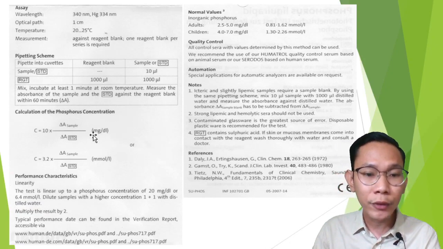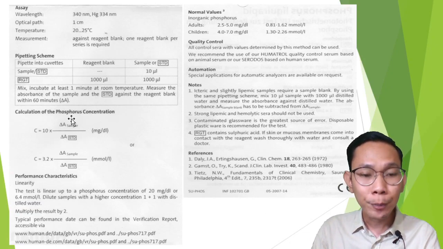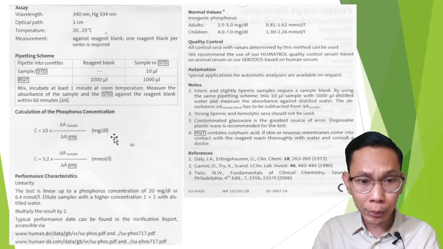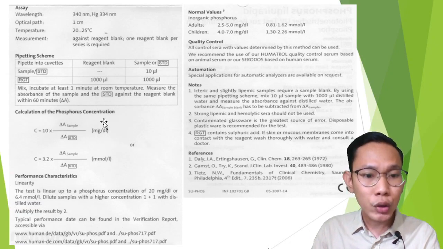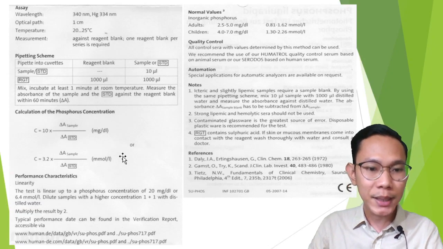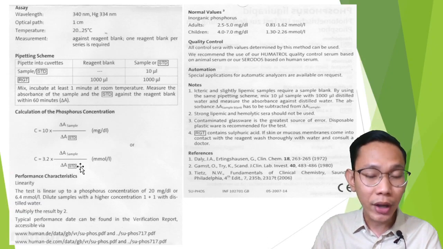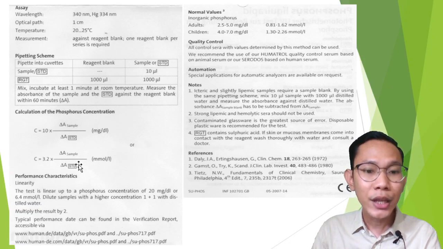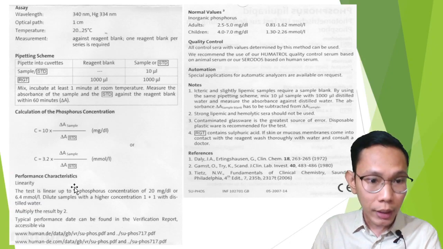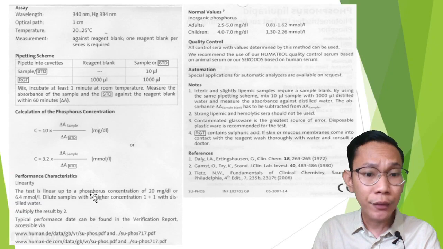If conventional unit for milligram per DL or for SI unit, millimoles per liter. Pag conventional, imumultiply mo lang sa 10. Yung absorbance ng ating sample, i-divide lang sa absorbance ng ating standard, imumultiply mo lang ng 10 to get the conventional unit. Pag gusto mo ng SI unit, anong kailangan natin? Pag SI unit, yung sample, i-divide sa standard, yung absorbance nila, imumultiply mo lang sa 3.2 to get the SI unit. So very basic.